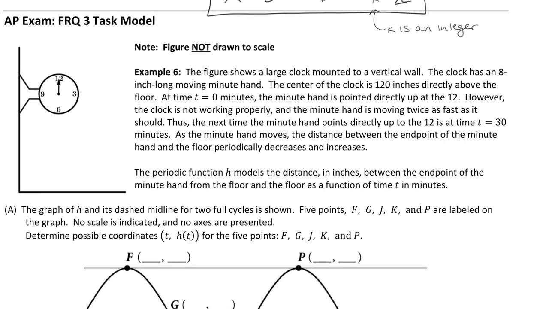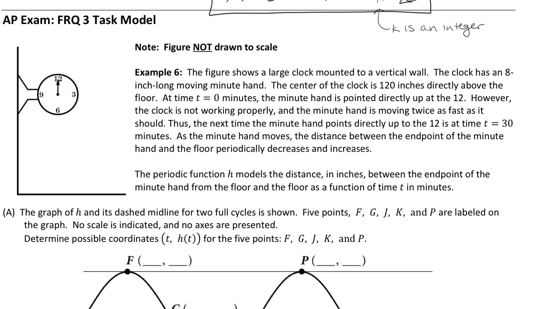It says, the figure shows a large clock mounted to a vertical wall. The clock has an 8-inch long moving minute hand. The center of the clock is 120 inches directly above the floor. At time t equal to 0 minutes, the minute hand is pointed directly up to the 12. However, the clock is not working properly and the minute hand is moving twice as fast as it should.